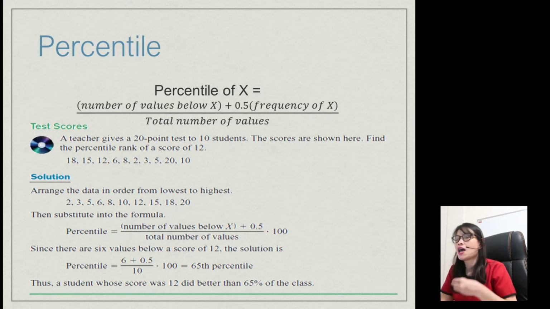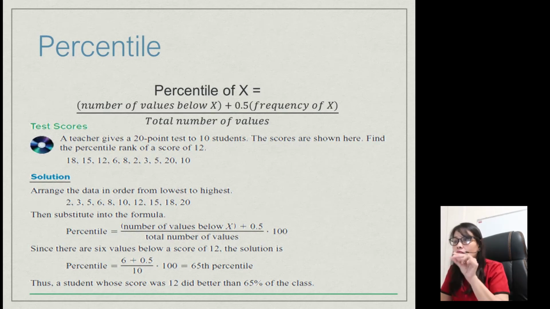First, arrange the data from lowest to highest. So we have 2, 3, 5, 6, 8, 10, 12, 15, 18, 20. Next, substitute. So what is the percentile rank of 12? The score of 12. Pang ilan daw yung score na 12?